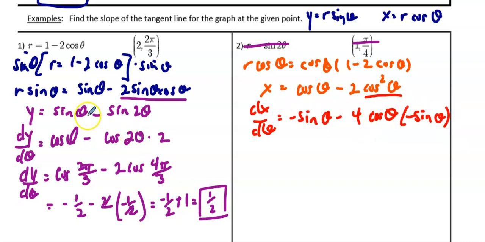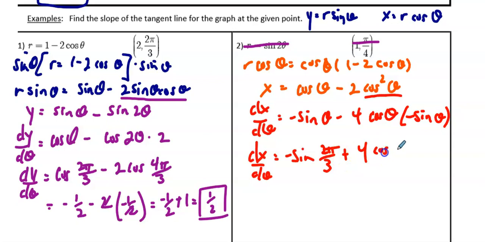And here, guys, we could simplify it, or we can just plug in. We don't necessarily have to simplify. So we can just plug in 2 pi over 3. So I get negative sine of 2 pi over 3. And then the negative and the negative here becomes a plus. I get 4 times the cosine of 2 pi over 3 times the sine of 2 pi over 3.